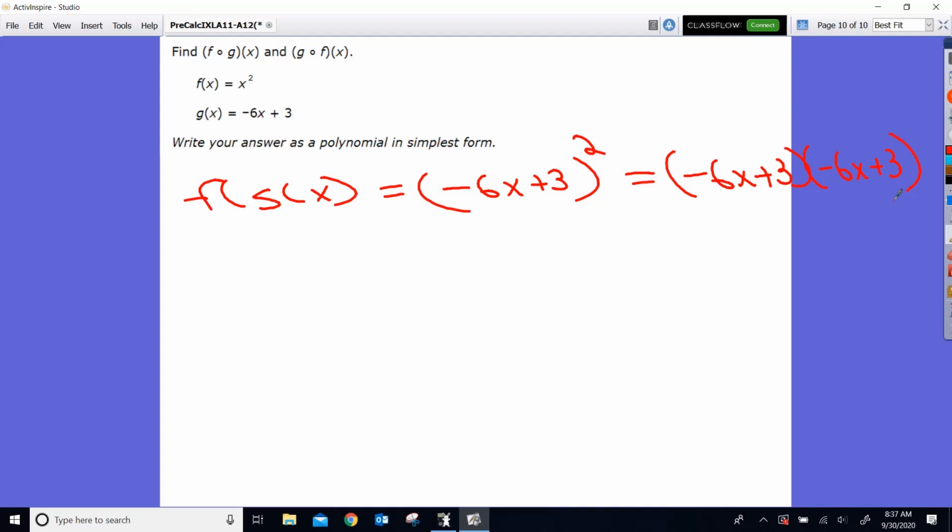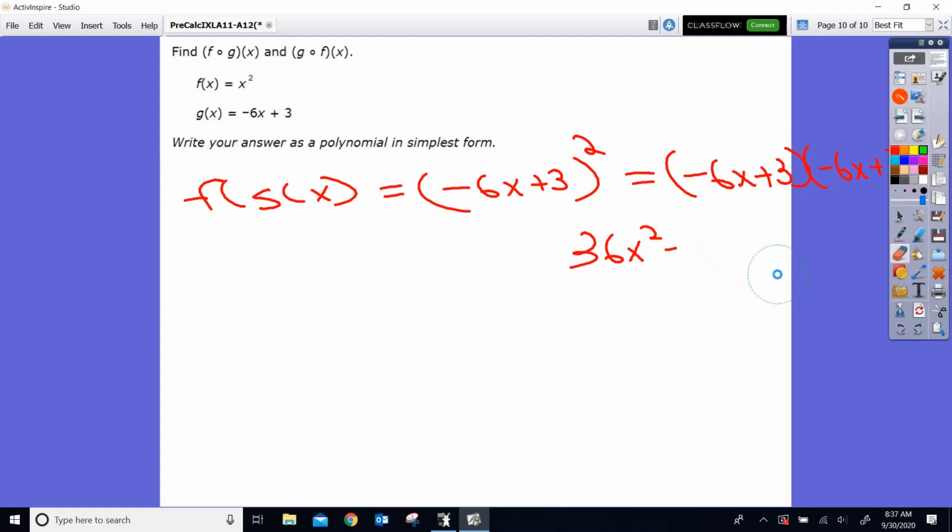Write it twice, kids. Write it twice as well. You can't just apply it. You can apply the exponent to both pieces of multiplication. You cannot do it with addition or subtraction. Okay, for multiplication and division, not addition and subtraction. Anyways, after you follow that, you get 36x squared minus 18x. Oh, that's wrong. Minus 36x plus 9.